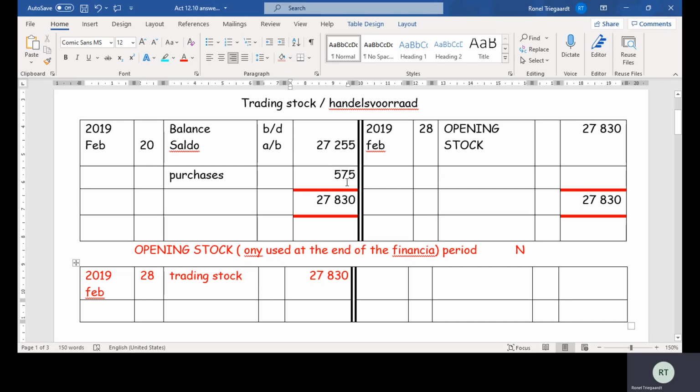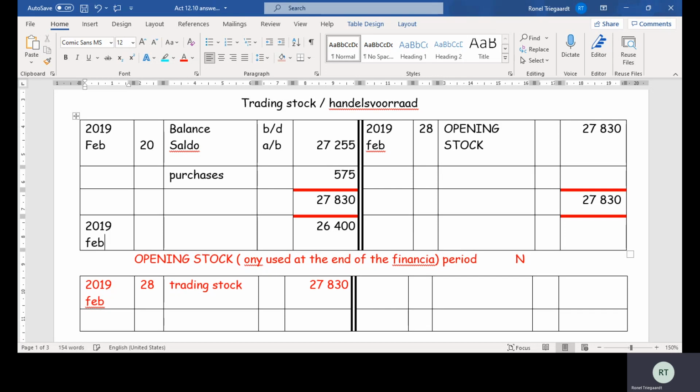26,400. That 26,400 is the asset trading stock. So I obviously should have 26,400 there. Otherwise, my trading stock account tells me there's no balance, there's no stock in our business, and that's not true. Which again means this was the trading stock at the end of the year, February the 28th. This is your closing stock. Are you fine with that?